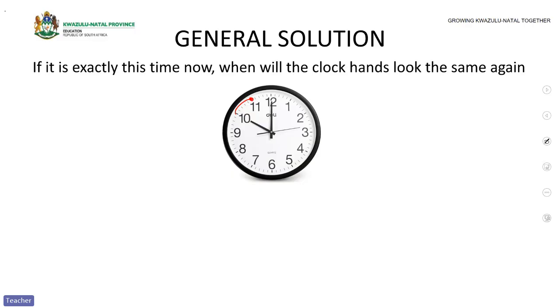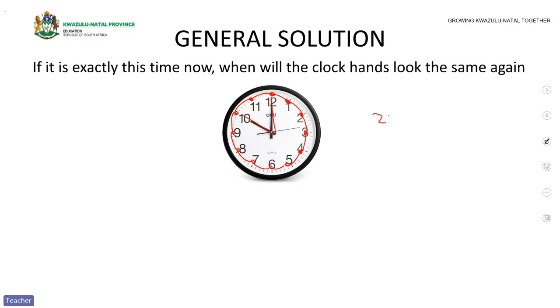Now, if we take note of this clock, you can see that we will have to move to 11 o'clock, which is 1 hour. We'll have to move to 12 o'clock, to 13, to 14. We'll also have to move to 15, 16, 17, 18, 19, 20, 21, and 22.